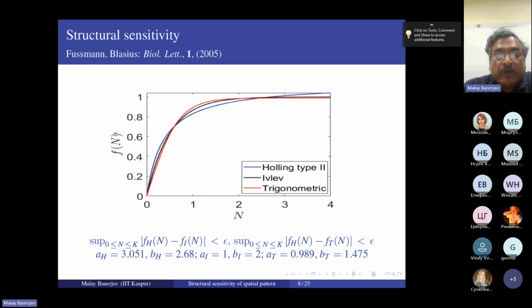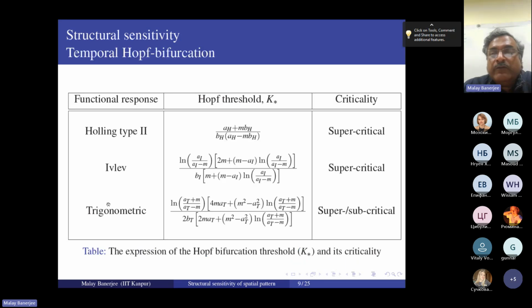So what we have done with these parameter values, now if we calculate the Hopf bifurcation just for the temporal model, there is an interesting observation and that is called criticality. Criticality means we have calculated the Hopf bifurcation threshold for 3 different functional responses. These are the analytical expressions for the Hopf bifurcation threshold in terms of K. That means the Hopf bifurcation threshold for carrying capacity can be obtained explicitly in terms of the other parameters involved in the dimensionless version.